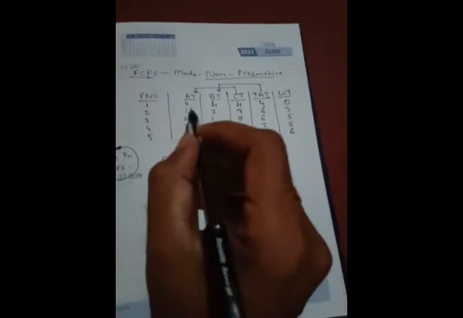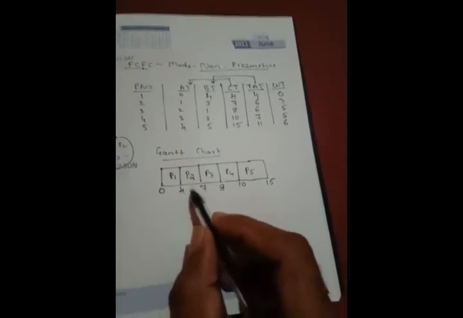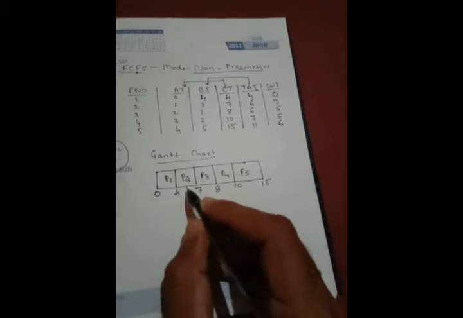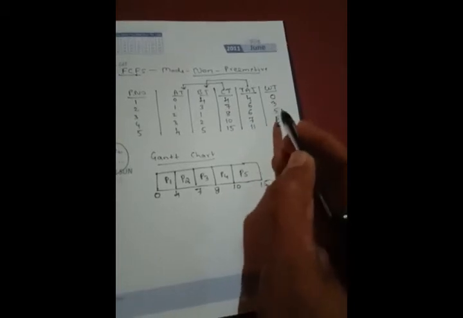Now at what time has P2 arrived? P2 has arrived at 1 unit, but it has started at the 4th unit, isn't it? Correct. Because P1 required 4 units of time for the execution, even though P2 has arrived at 1, it is given the execution at 4. So what is the difference between 1 and 4? It is 3. So P2 has to wait 3 units of time for the CPU, isn't it?